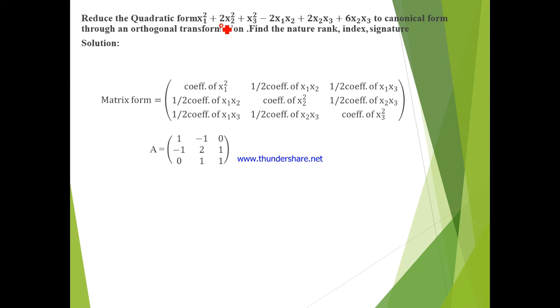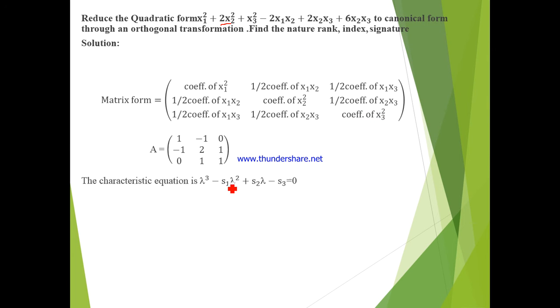Coefficient of x2 square is 2, write here 2. Then half into coefficient of x2x3, the coefficient is 2, we divide this by 2, so the answer is 1. The next, half into coefficient of x1x3: there is no x1x3 coefficient, so here put 0. The next, half into coefficient of x2x3, the coefficient is 2, so divide by 2 and write here 1. Coefficient of x3 square is 1.